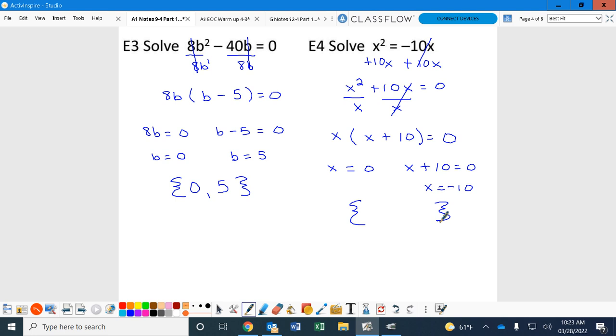Put your answer in braces. Which one goes first? What's worth less, the 0 or the negative 10? The negative 10 is worth less. The negative 10 has to go before the 0, guys. Least to greatest every single time.